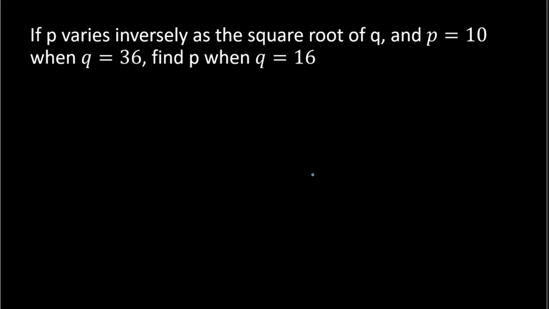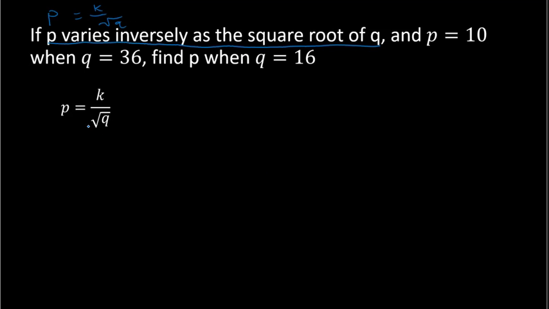Next example, we have p varies inversely as the square root of q. And p is 10 when q is 36. Find p when q is equal to 16. So to begin, I want to set up my equation. So p varies inversely would equal k divided by something. Well, k divided by what? Well, it's k divided by the square root of q.